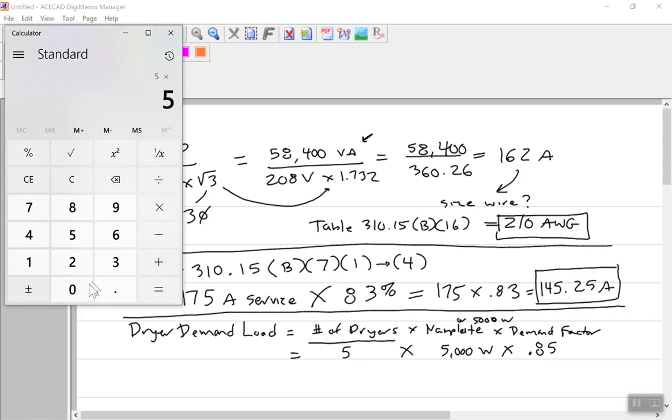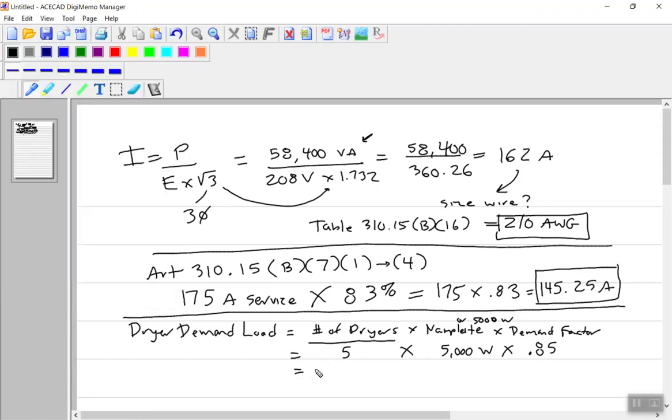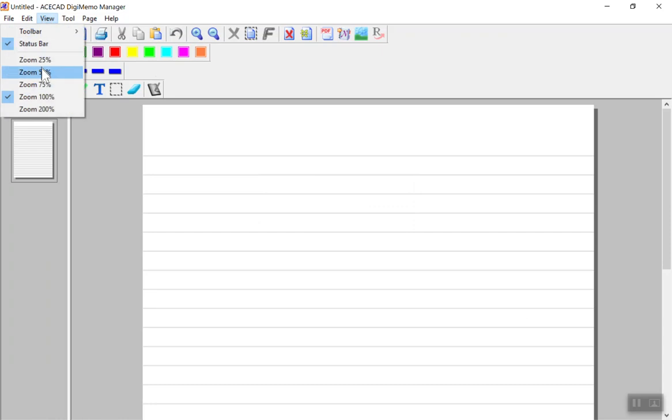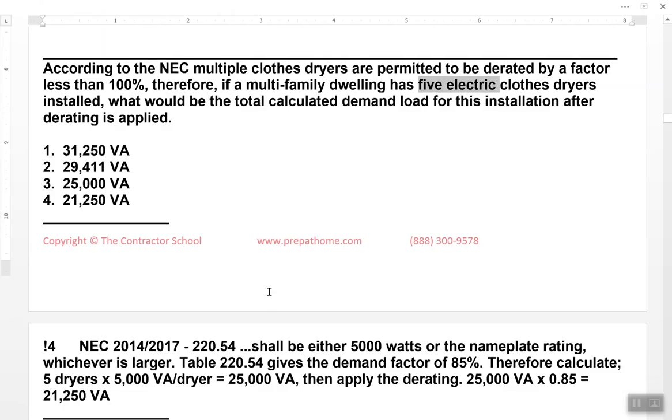5 times 5,000 times 0.85, and we just knock this thing out of the park. 21,250 volt-amperes. Put a little box around it, put a star, make a tattoo, right? These are questions that might show up on your state examination. Okay, so let's go ahead and go on here, clearing the page, and move on to another important question for us to understand.